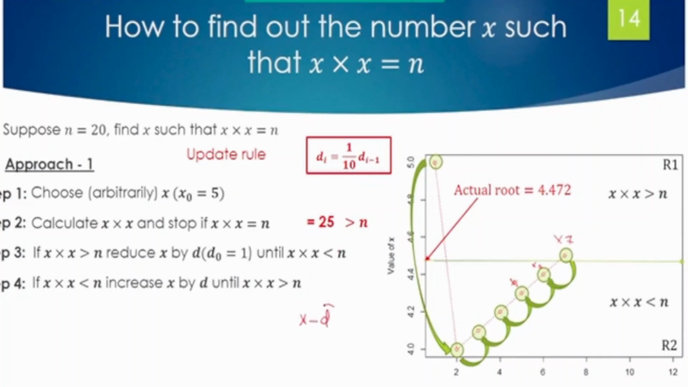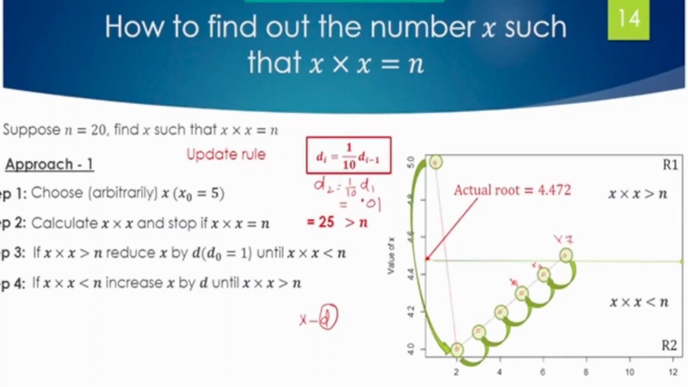Now in this case your d2 will be 1 by 10 into d1. And what is your d1? In this entire phase the d1 is actually 0.1, so your d2 will become 0.01, right?